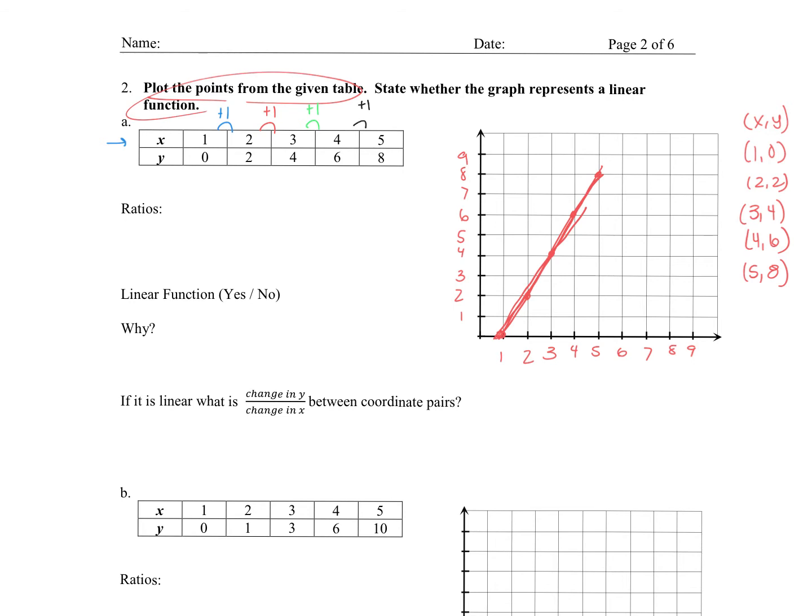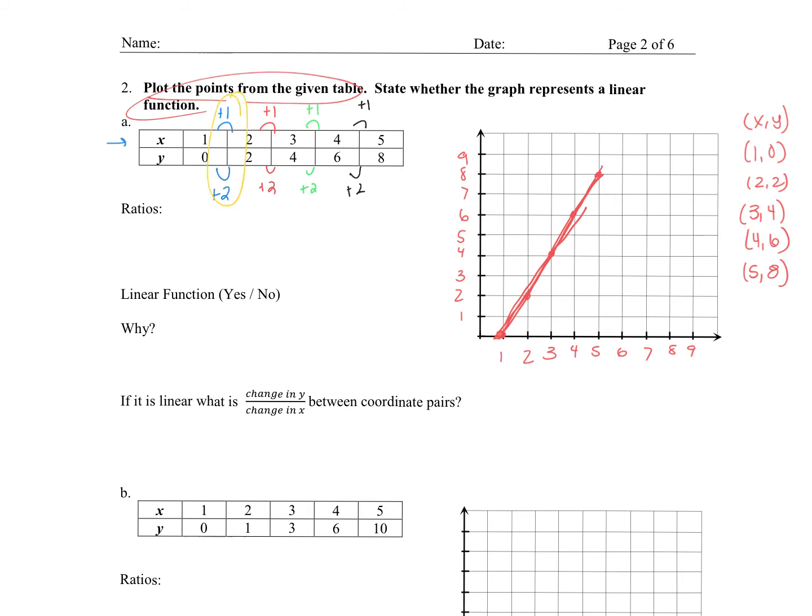Now we're going to find our change in y. So I went from 0 to 2, so I added 2. Then I went from 2 to 4. Once again, I added 2. Then 4 to 6, I added 2, and then 6 to 8, I added 2. Oops, I'm going to make those the right color. I'm sorry, I like to keep it color-coded. So plus 2, and plus 2.